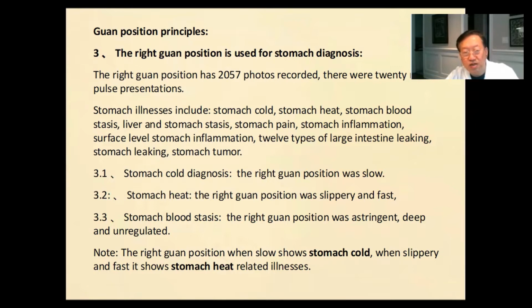3.1, stomach cold diagnosis. The right Guan position was slow. 3.2, stomach heat. The right Guan position was slippery and fast. 3.3, stomach blood stasis. The right Guan position was astringent, deep, and unregulated. Note, the right Guan position, when slow, shows stomach cold. When slippery and fast, shows stomach heat-related illnesses.